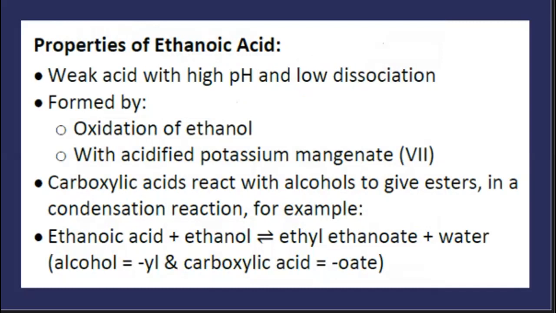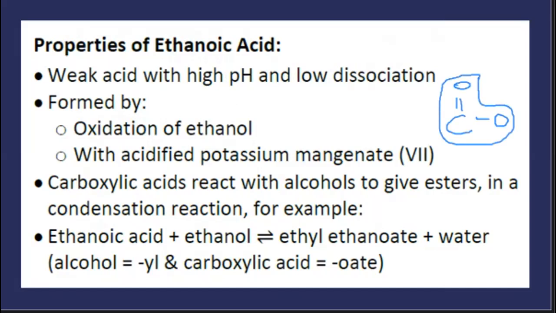So now we're looking at the properties of ethanoic acid. It is a weak acid with a high pH and low dissociation, formed by the oxidation of ethanol, and it happens with acidified potassium manganate(VII) or acidified potassium permanganate. Carboxylic acids react with alcohols to give an ester. Now, an ester is characterized by the functional group C double bond O, O, while the acid has C double bond O, OH.